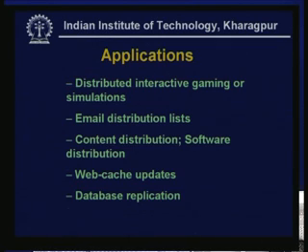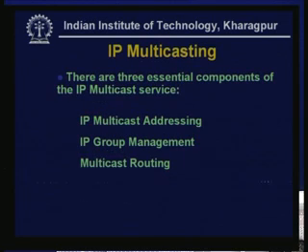So, you see multicasting has a very large number of applications, but of course, the trouble is multicasting is a little complex. The technology is not so simple, and the fact is most of the routers in operation today are not configured for multicasting in a proper manner, because it takes a toll on the router's capabilities. So, we will come to see what multicast routing is all about. Now, there are three essential components of IP multicast service: IP multicast addressing, how you address, IP group management, and multicast routing.